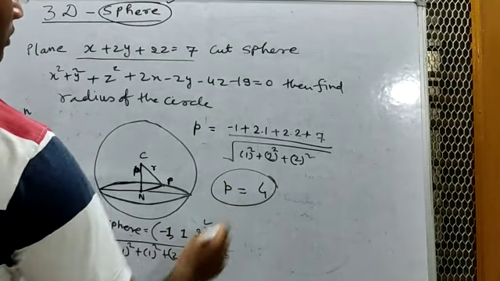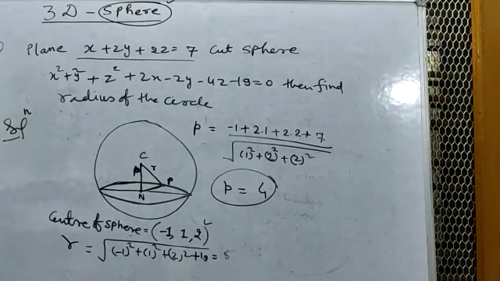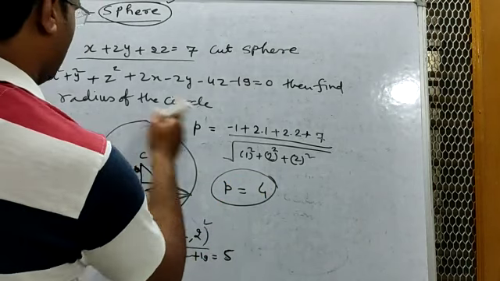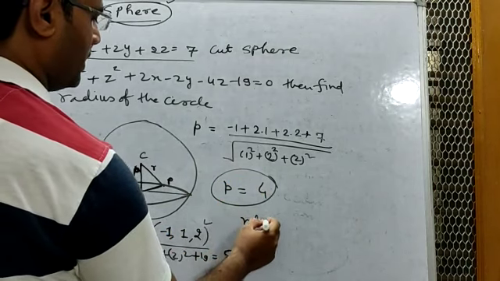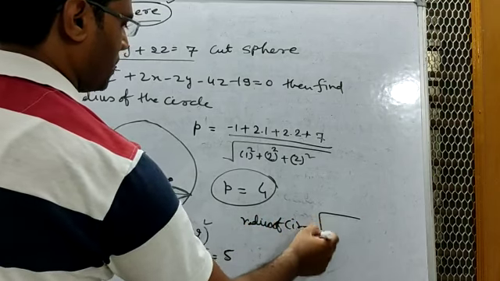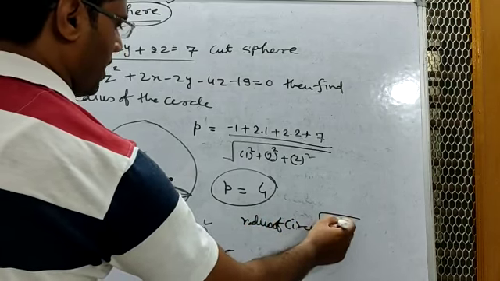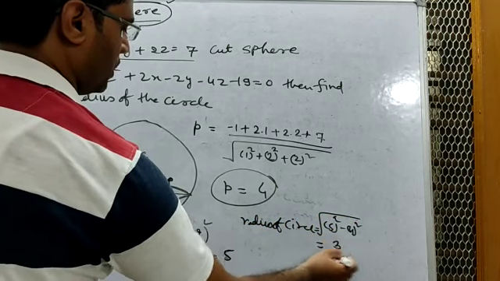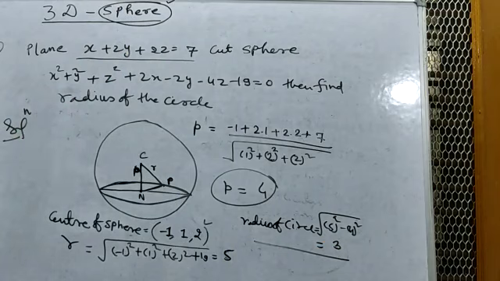So friends, our perpendicular distance is 4 and our radius is 5. So now what will be the radius of the circle? The radius of the given circle is the root of 5 square minus 4 square, that is the value of 3. So hence the radius of the circle will be 3.